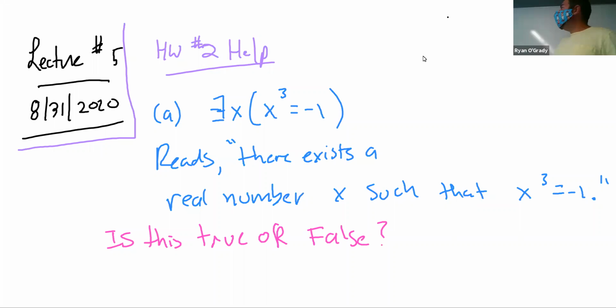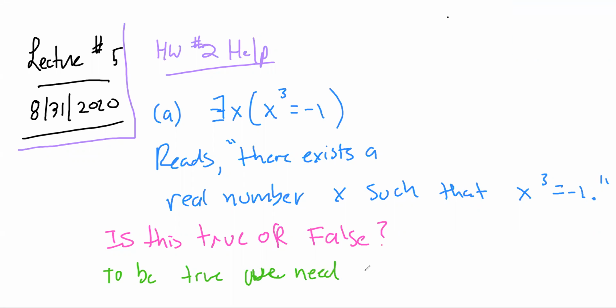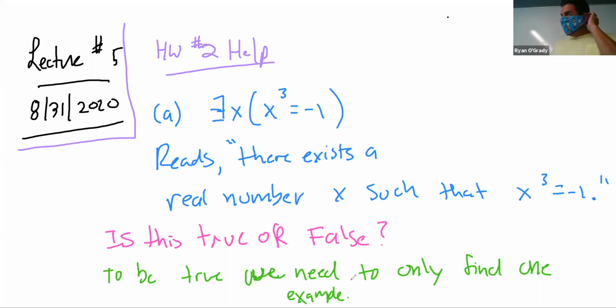So I want to know, am I lying to you when I say this English sentence? Yes or no? That's exactly what we're asking. Is it true? Is it false? And what you need to understand is, for this to be true, we only need to find one example where it's true. So what you have to ask yourself is, is there a number who, when you cube it, spits out -1? And the answer is yes.